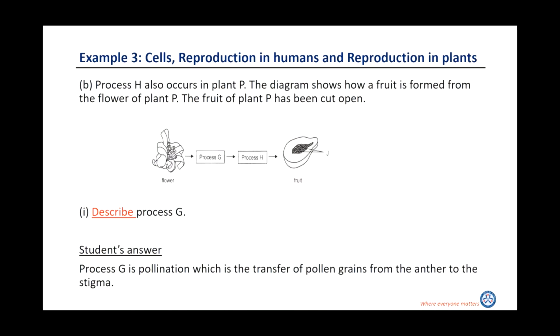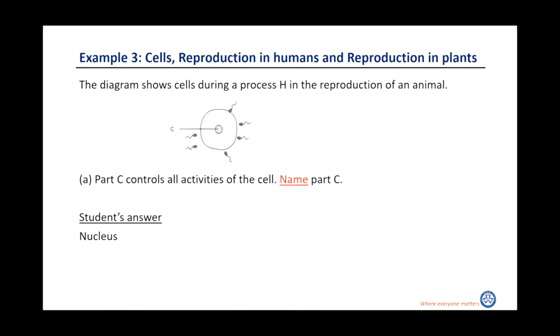When the description of a process is needed, it is testing on the student's concept of what the process is about. The student's answer is, process G is pollination, which is the transfer of pollen grains from the anther to the stigma. This is correct as the flower needs to undergo pollination first before fertilization. There is also a similarity between the reproduction in plants and the reproduction in humans. Process H, which is fertilization, takes place in the reproduction of an animal too.